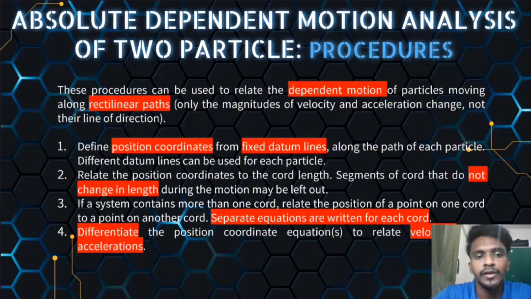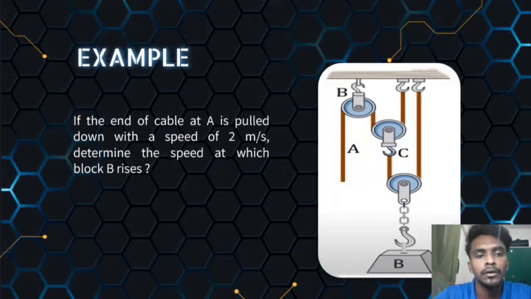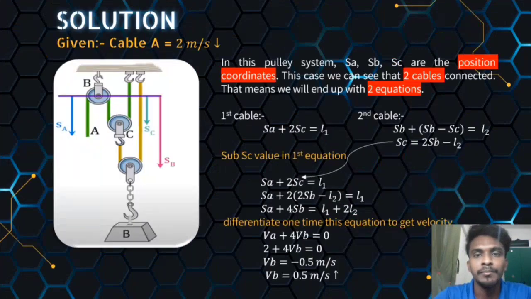So here we have an example of the procedure to solve absolute dependent motion analysis of two particle questions. If we follow this procedure, we will definitely get the correct answer. So let me see one of the examples. Alright, let me explain this solution.